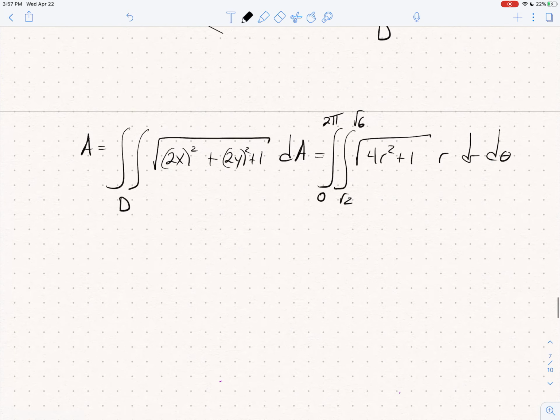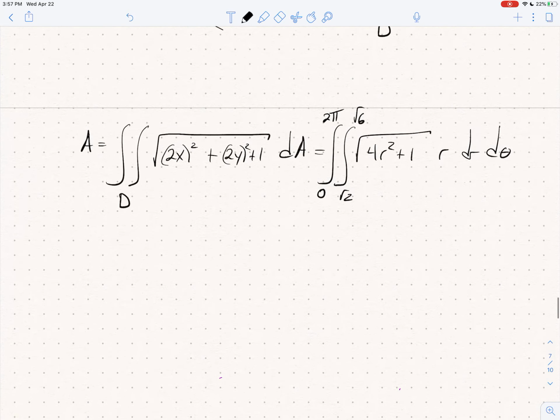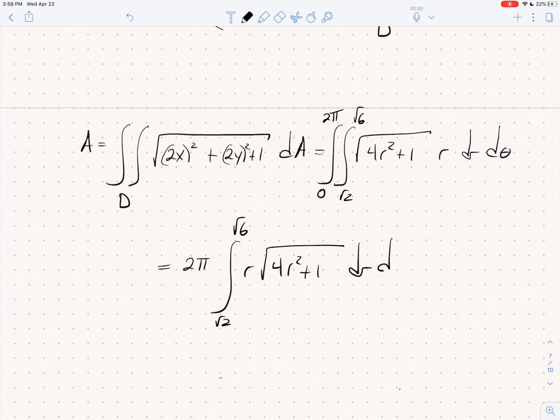I don't want to spend too long on this problem, but I thought you might want a tiny bit of help. First off, let's realize there's no theta in the integrand. So I can immediately separate this integral: the integral from 0 to 2 pi of d theta is just going to kick out a 2 pi. I can jump immediately to 2 pi times the integral from root 2 to root 6, and we'll put the r out front, of r times the radical of 4r squared plus 1 dr.